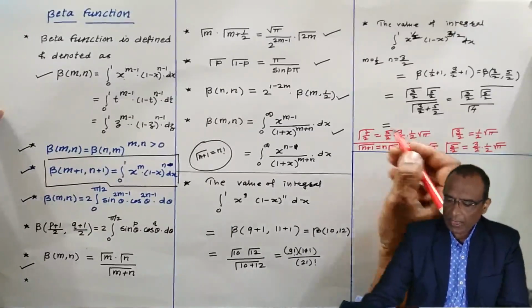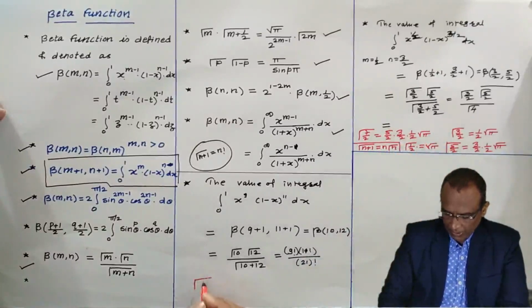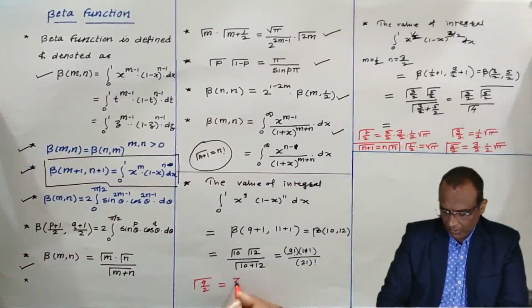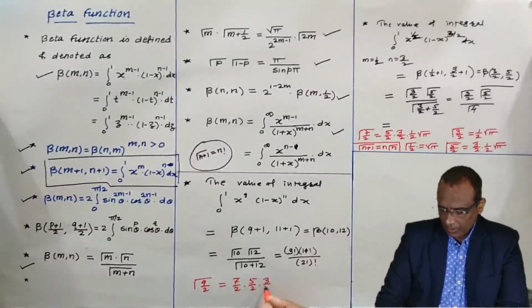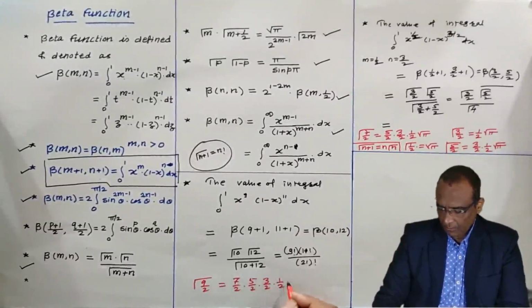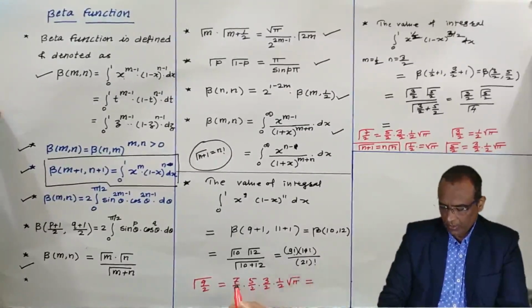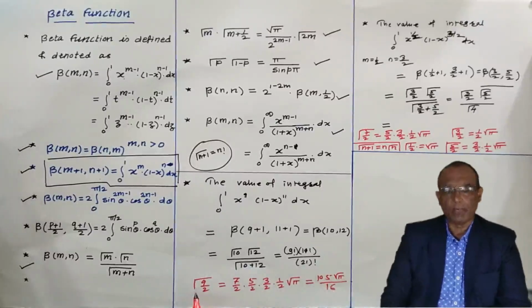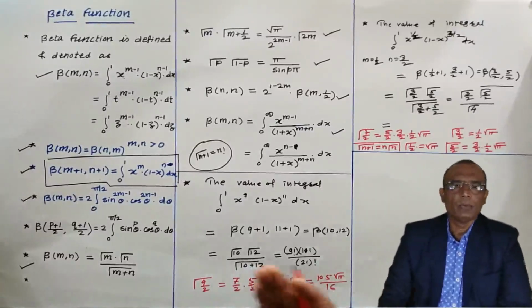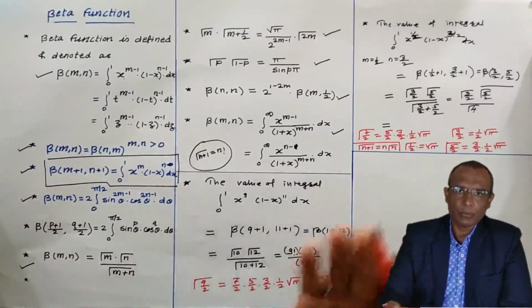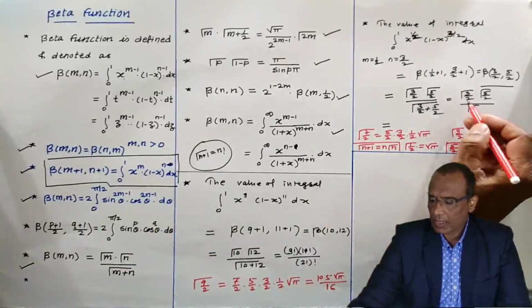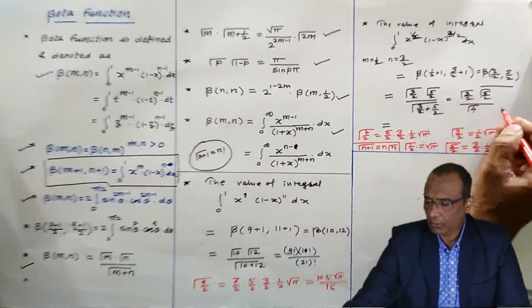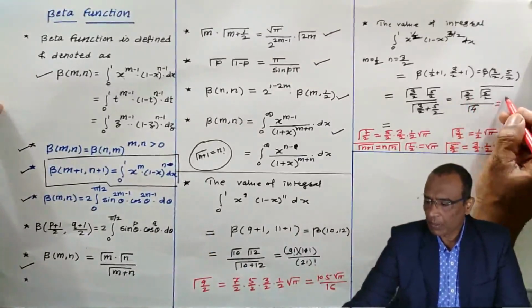In this way, gamma 9 by 2 you can write. Here I am writing gamma 9 by 2. Subtract 1, multiplied by subtract 1, and after 1 by 2, root pi. Then this is 105 root pi by 16. This is the value of gamma 9 by 2. In this way, gamma 11 by 2, gamma 13 by 2, gamma 15 by 2 you can find out. Now, in this problem, what is the value of gamma 3 by 2? It is 1 by 2 root pi.